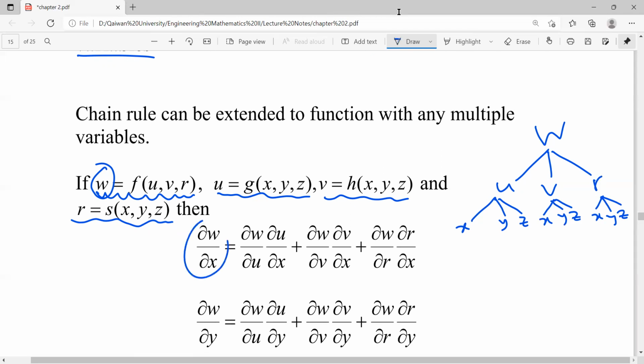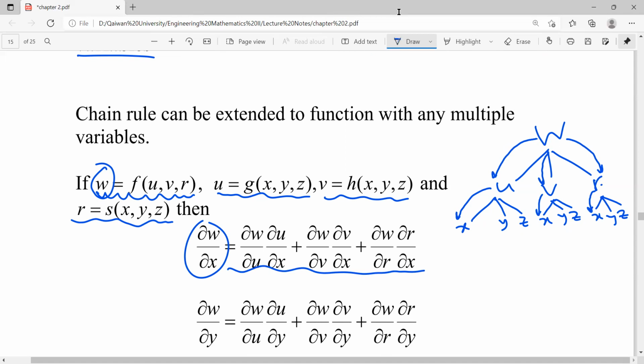To get partial W by partial X, we can get X from U, V, and R. That means it's partial W by partial U multiplying by partial U by partial X, plus partial W by partial V times partial V by partial X, plus partial W by partial R times partial R by partial X. This is the chain rule for partial W by partial X.